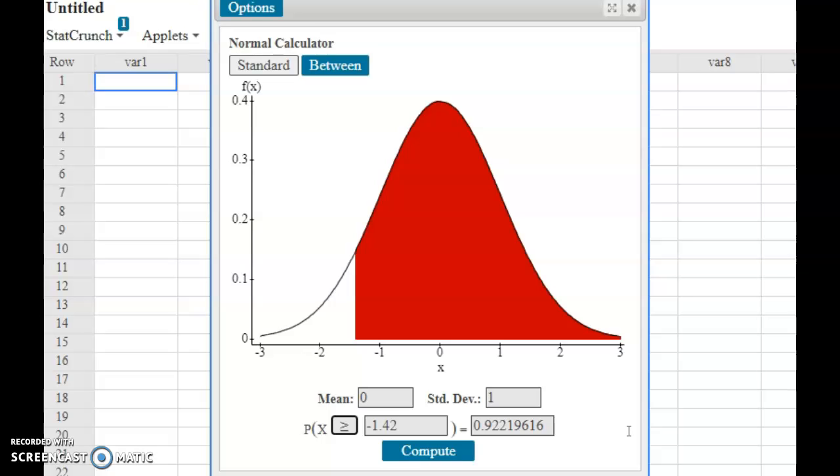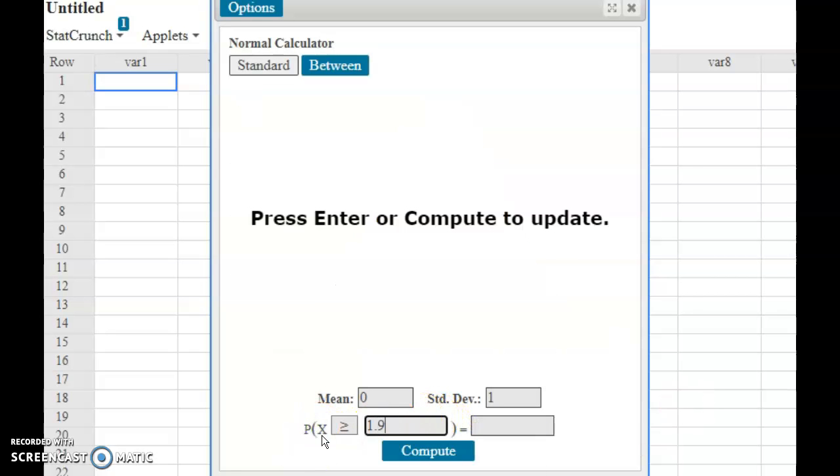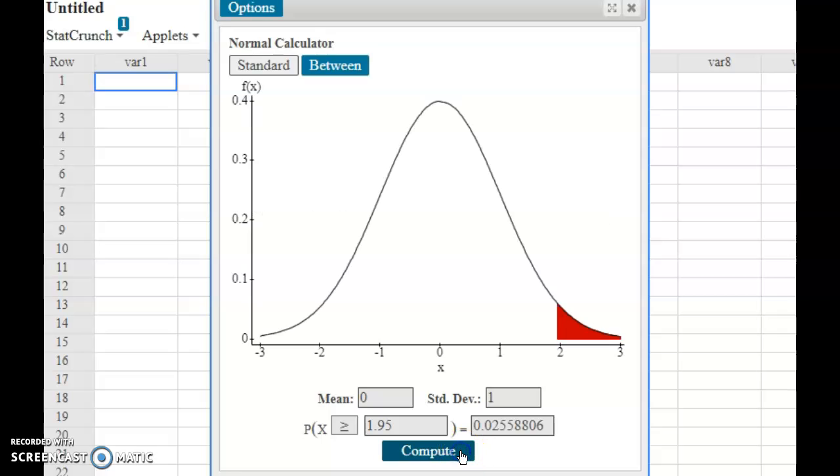And we end up with a probability of, hold on, I need to change this value to 1.95, which was the question we looked at. And this has a probability of 0.0256. And then the last scenario, which was fairly straightforward on the TI-84, but definitely a little more complicated when we looked at doing it with the table.